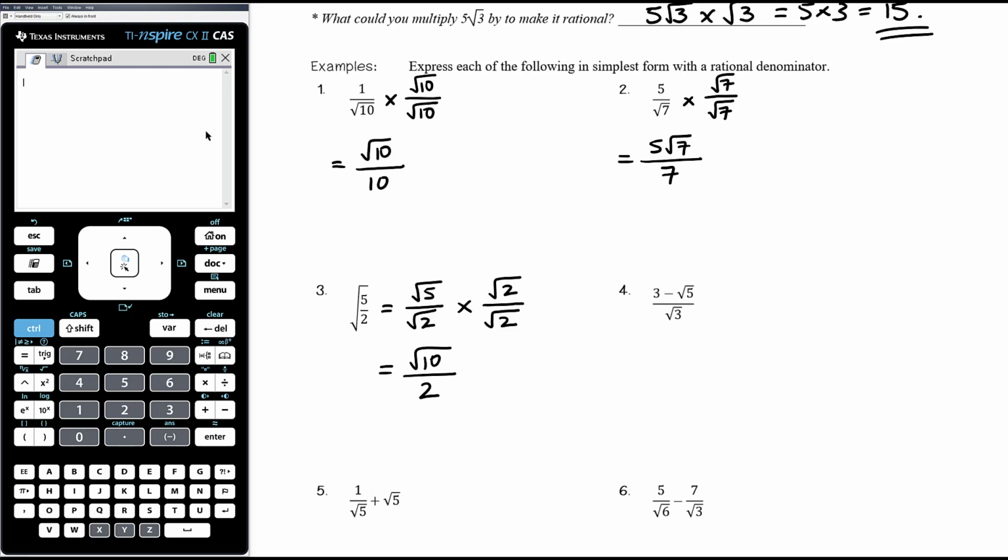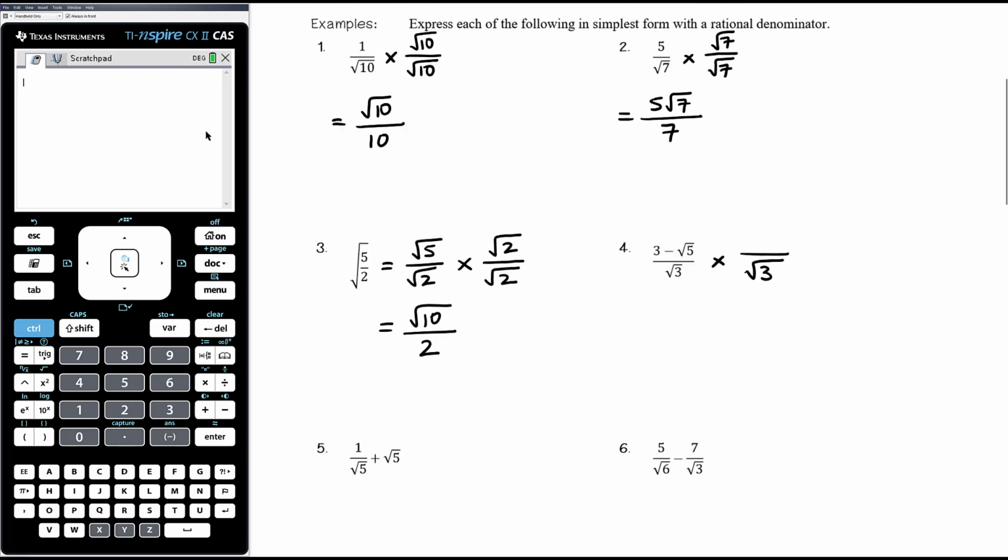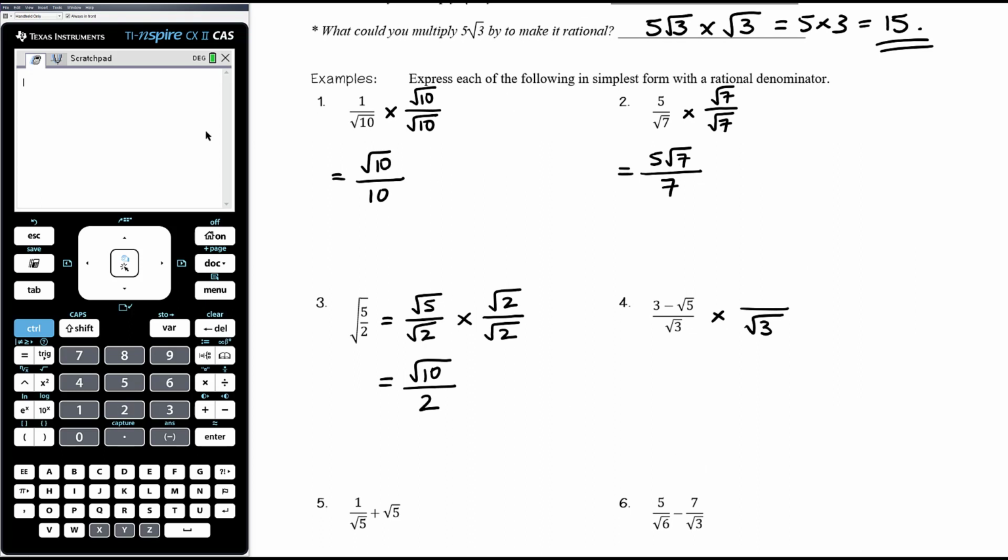Okay, question 4, we want to rationalize the denominator again. So, okay, we've got a binomial expression on the numerator, 2 terms on the numerator, that's okay. Still focusing on, we're rationalizing the denominator. What do we need to multiply the denominator by to make it rational? In this case, we're going to multiply it by root 3. And so we're going to do the same to the numerator.